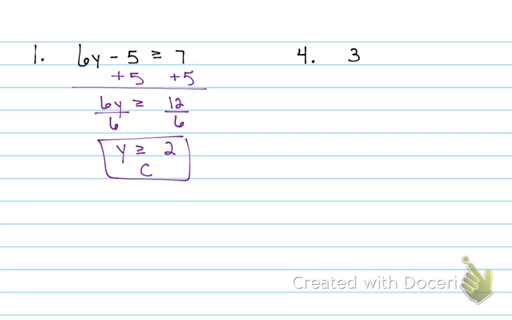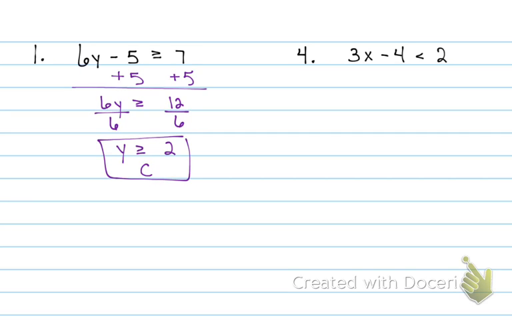Number 4 says 3x minus 4 is less than 2. And in this section, we're going to solve the inequality and graph the solution. We're going to do 1, and then you're going to do 3 for your homework. Let's go ahead and do this. 3x minus 4 is less than 2. Solve and graph. Go ahead and do that.